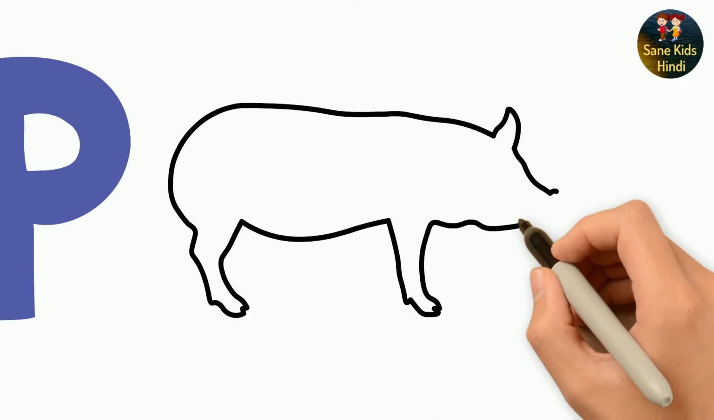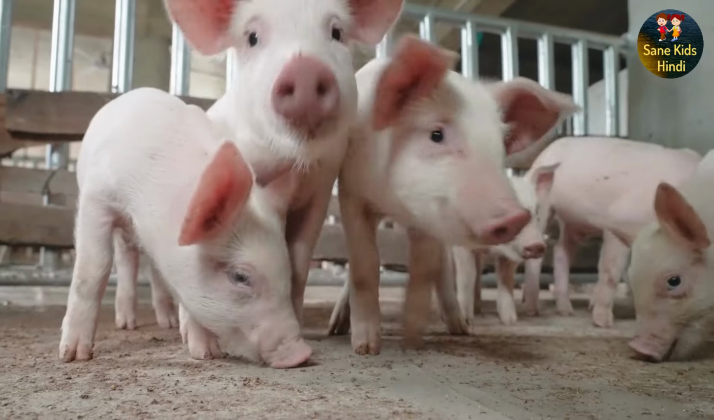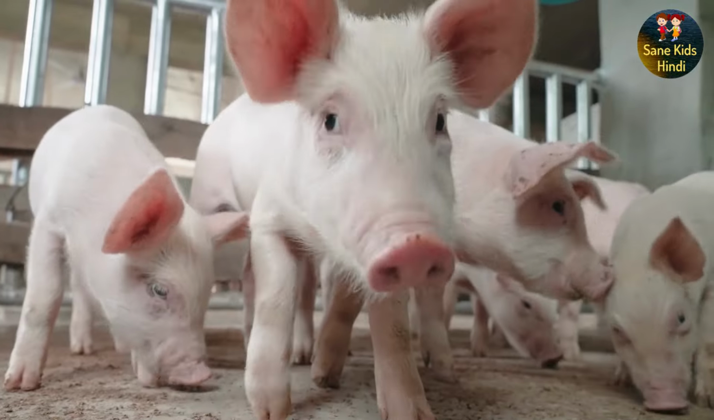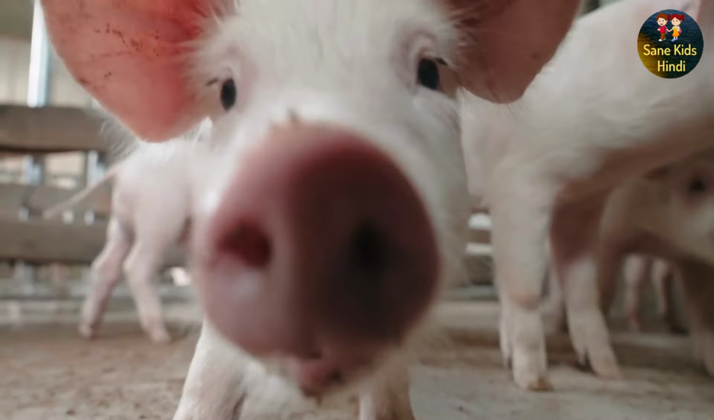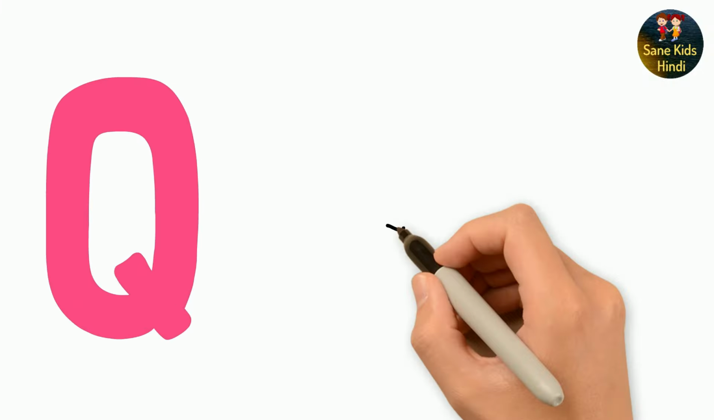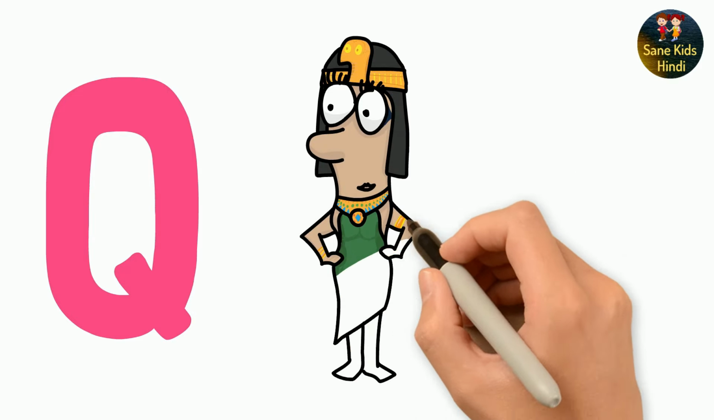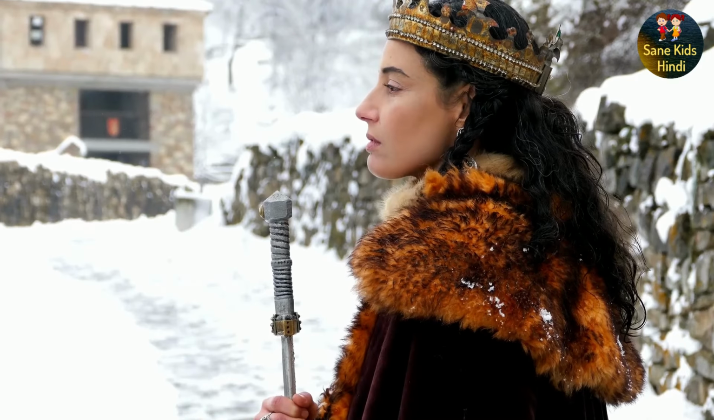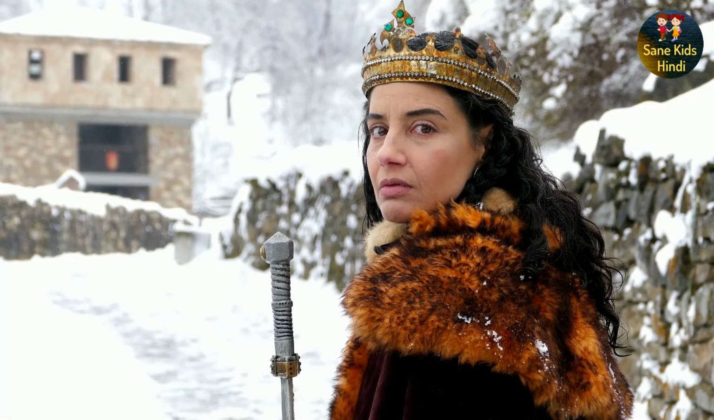P. P for pig. A, B, C, D, E. Say with me, pig. H, I, J, K, L, M, N, O, P, Q. R, S, T, U. Q for queen. W, X. Now I know my ABCs. Say with me, queen.